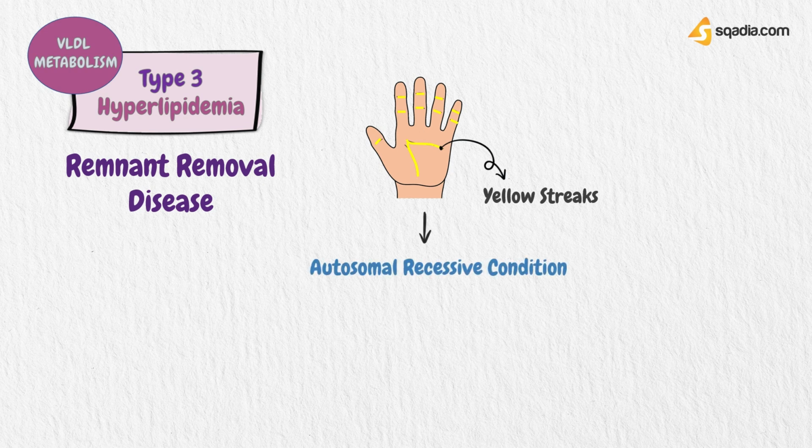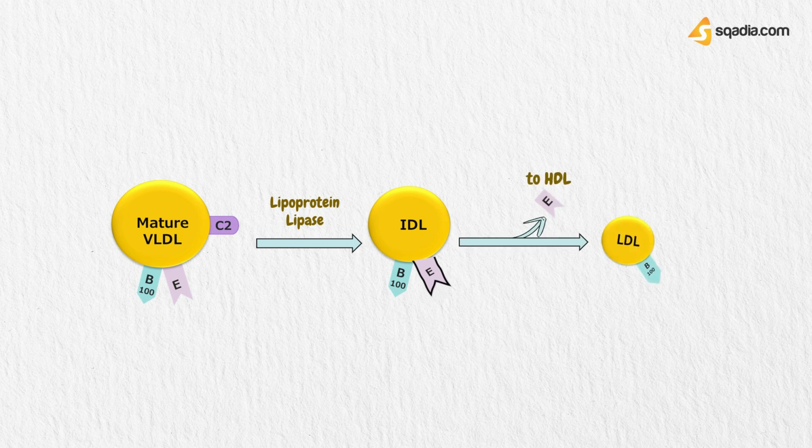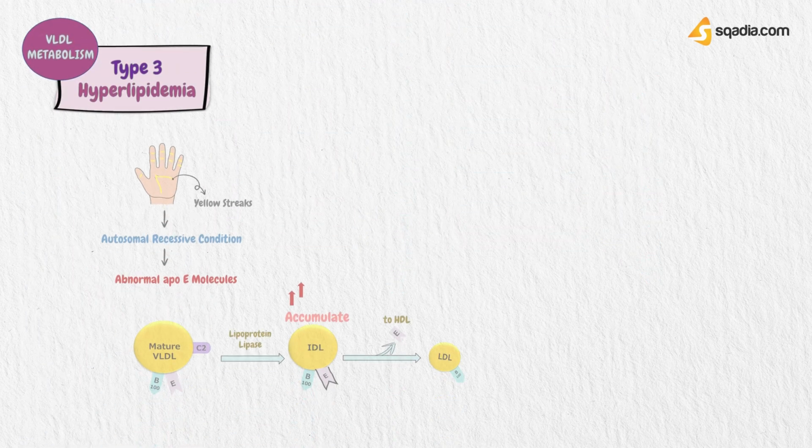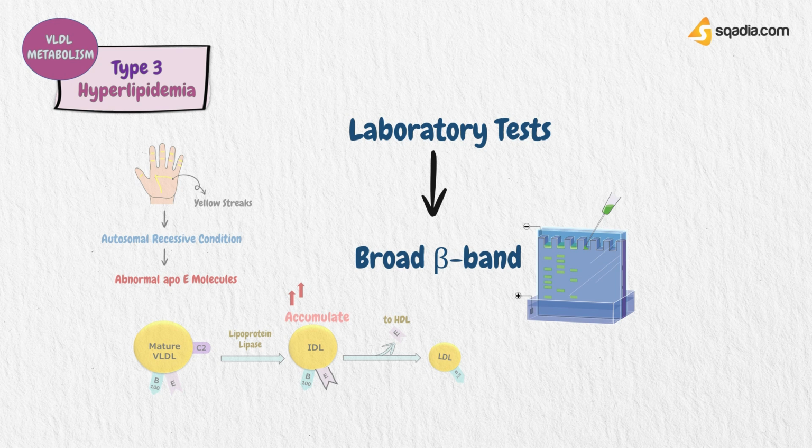This is a rare, autosomal recessive condition caused by the production of abnormal ApoE molecules. Since functional ApoE is needed to bind the remnants of VLDL and chylomicrons to the receptor for catabolism, the remnant particles of IDL accumulate. Laboratory tests reveal broad beta band on electrophoresis.